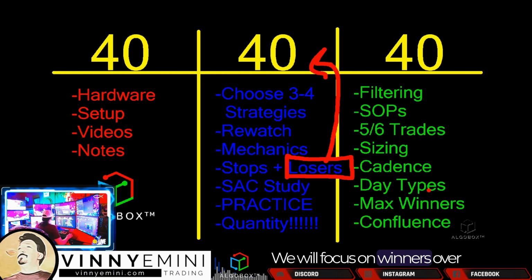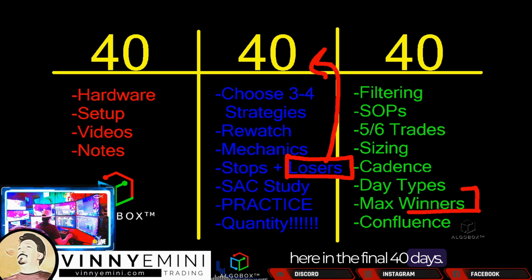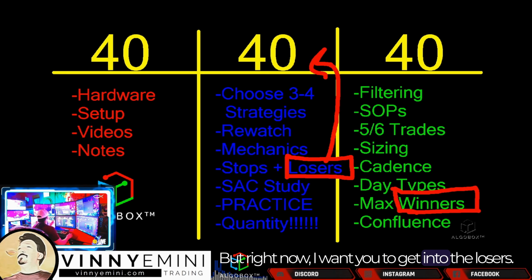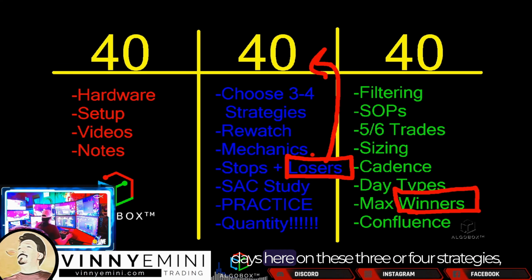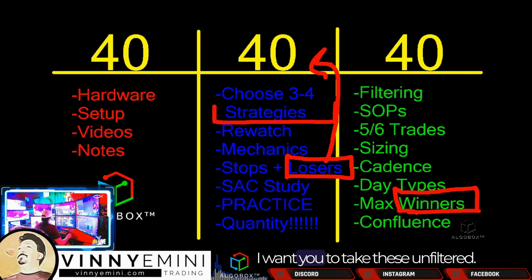We will focus on winners over here in the final 40 days, but right now I want you to get into the losers. How do we do some of that? Some of this is in the middle 40 days here on these 3 or 4 strategies. I want you to take these unfiltered. Now, what does that mean?